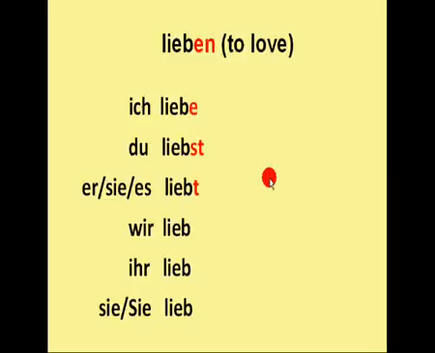For wir, it's en, like the infinitive form, wir lieben. For ihr, it's a t, same like in the third person singular, ihr liebt. And for sie, it's sie lieben, also the infinitive form.